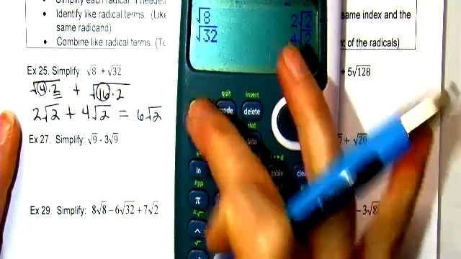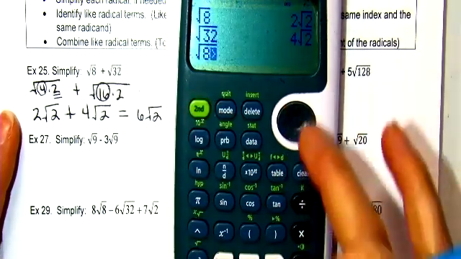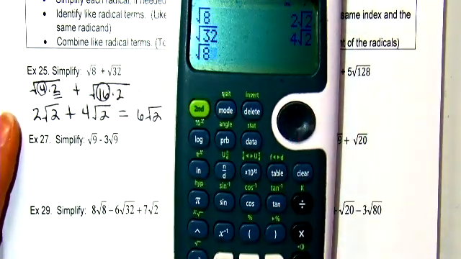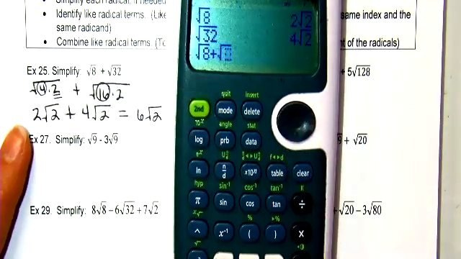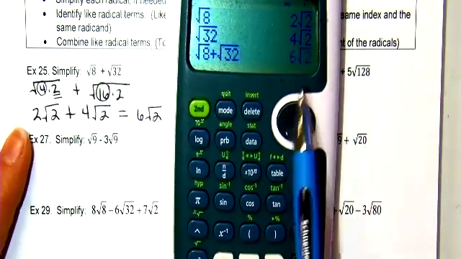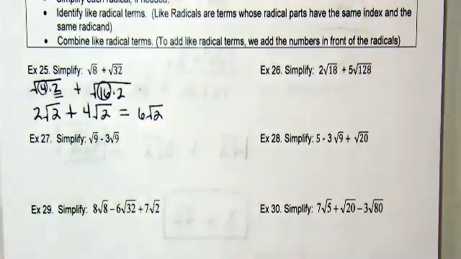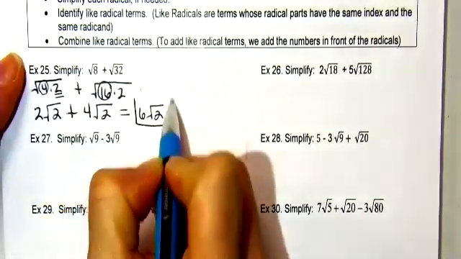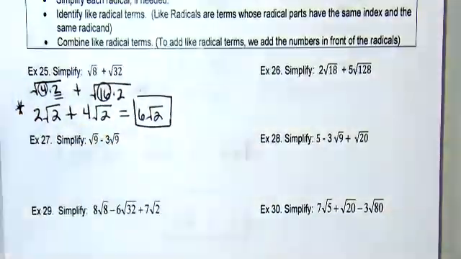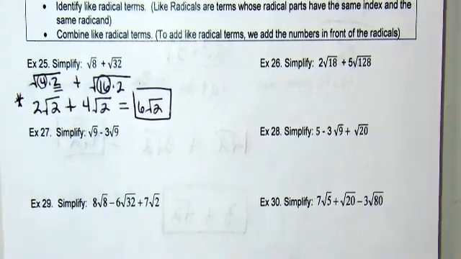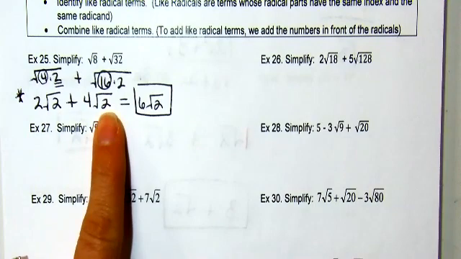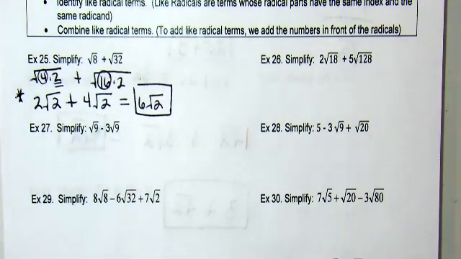Technically, you could tell your calculator to add the square root of 8 plus the square root of 32, and it's going to take it directly to the answer. I would really like for you to practice writing this step, simplifying each one. But again, obviously you're doing it on WebAssign, so I don't know if you do this step or not.